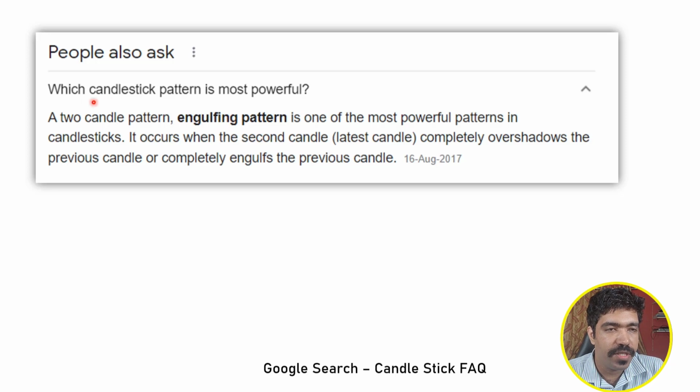The question many people ask is which candlestick pattern is the most powerful. The engulfing pattern is one of the most powerful patterns available in candlestick analysis. Once this pattern is formed, there is a strong chance that the asset will perform as the setup suggests, and we can take the trade accordingly. It occurs when the second candle completely overshadows, or engulfs, the previous candle. We are going to look at all these candlestick chart patterns in detail in the upcoming series, but for now, understand that one of the most powerful patterns is the engulfing pattern.